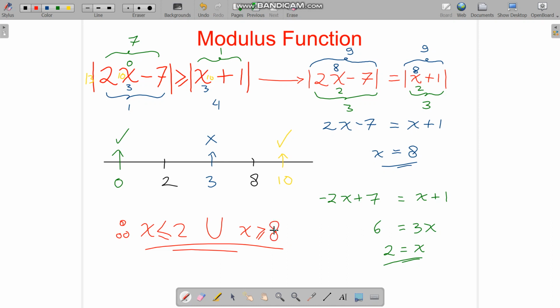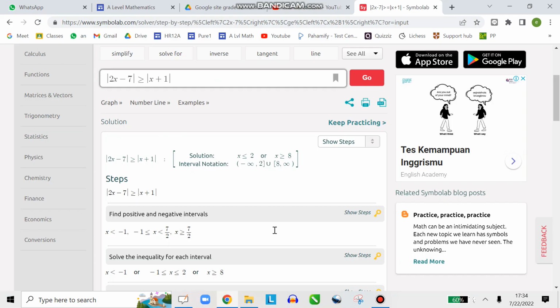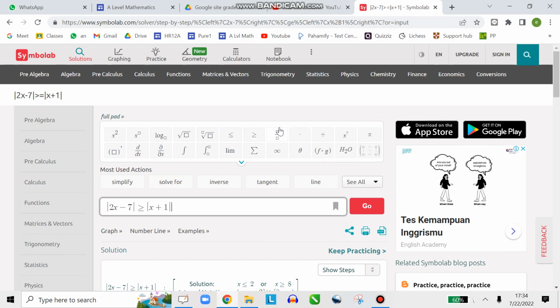So yeah, we get the right answer, and you can also check for all the questions about modulus functions. So I suggest you investigate and check using this website.